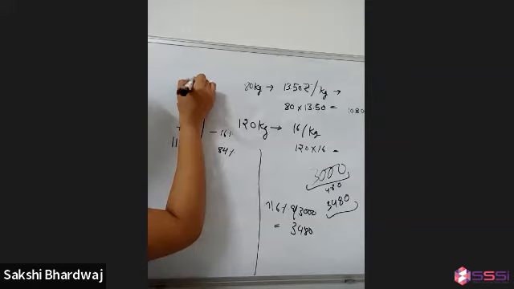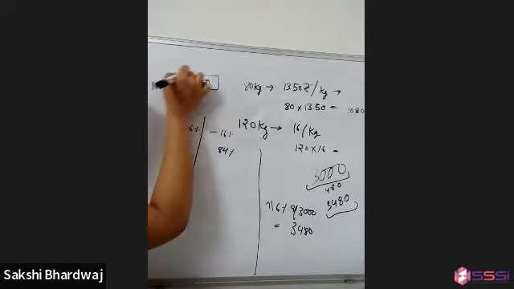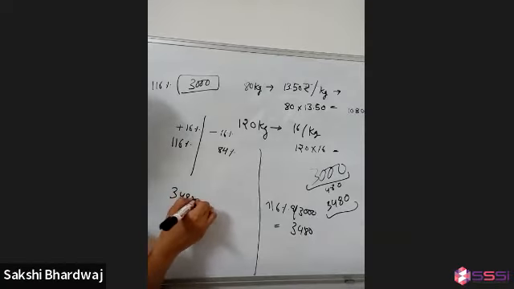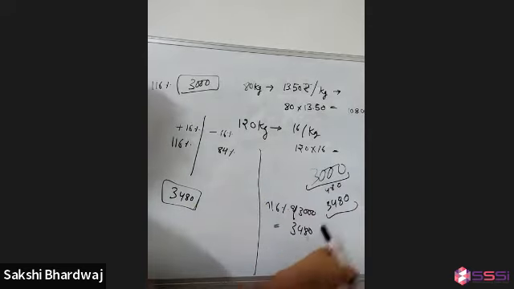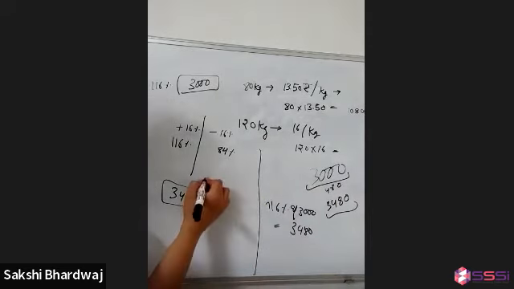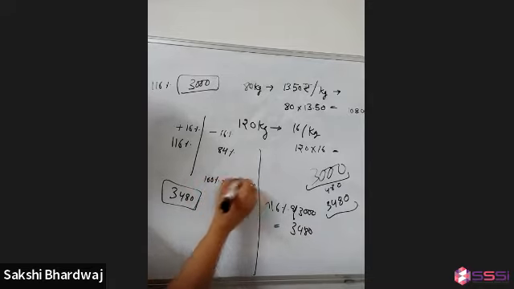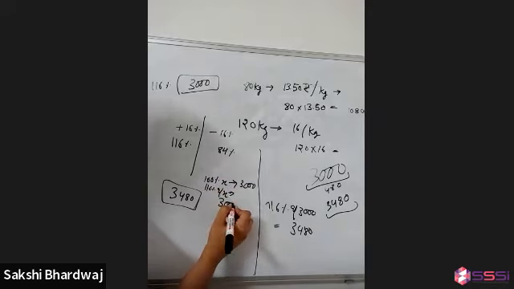So you have 3,000, and you need to find 116% of this. So 3480. You have two ways. First, you find the 16% of it, then you add it. Another way is, if 100% of X is 3,000, then 116% of X will be 3,000 multiplied by 116 divided by 100.